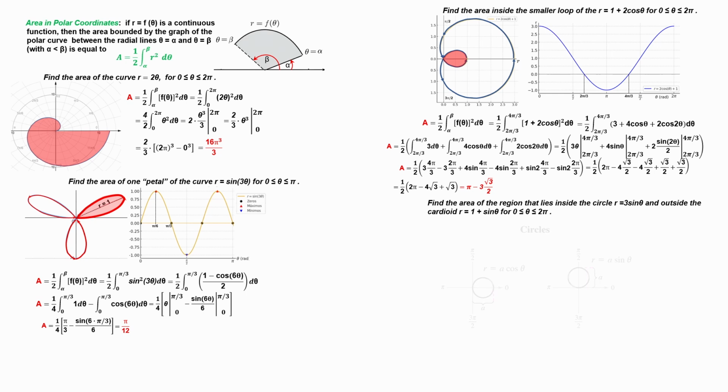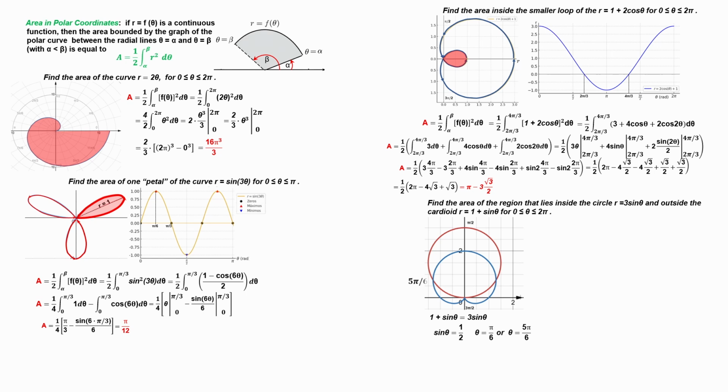In our problem, we noticed two intersection points. Setting the equations equal gives theta equals pi over 6 and theta equals 5 pi over 6. To find the desired area, we subtract the cardioid's area from the circle's area over these limits.